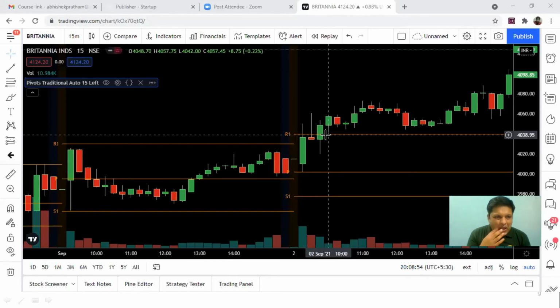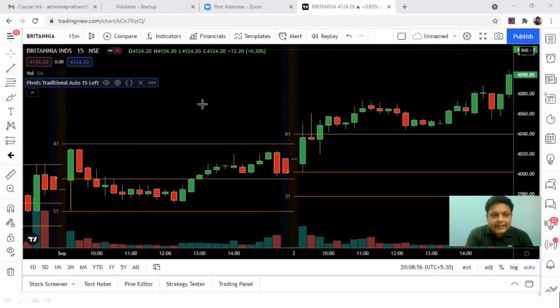Right? So guys, see, my point is, aren't you thinking about what the role of the pivot is? R1 I understood it is a resistance. S1 I understood that it is a support. What is the pivot doing here? What is the role of the pivot in this strategy?